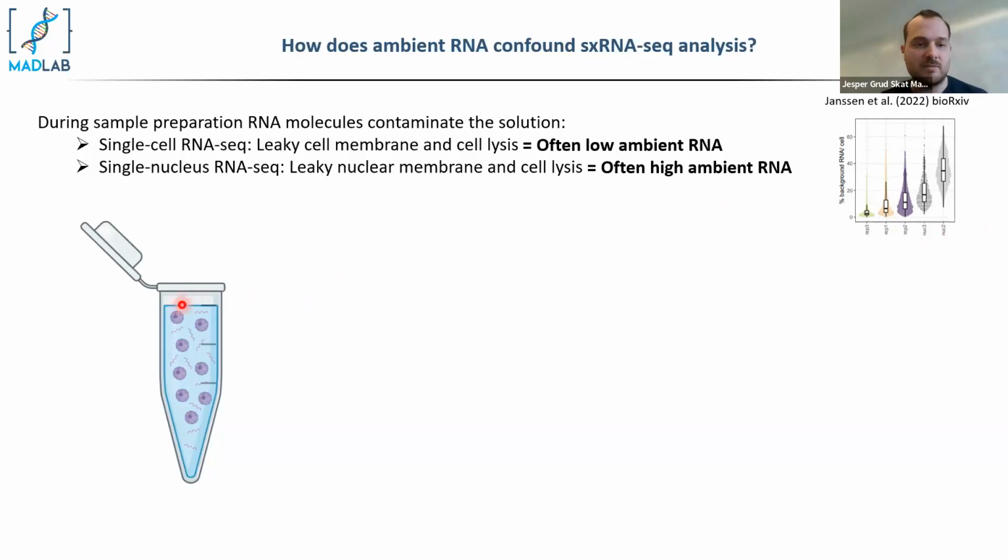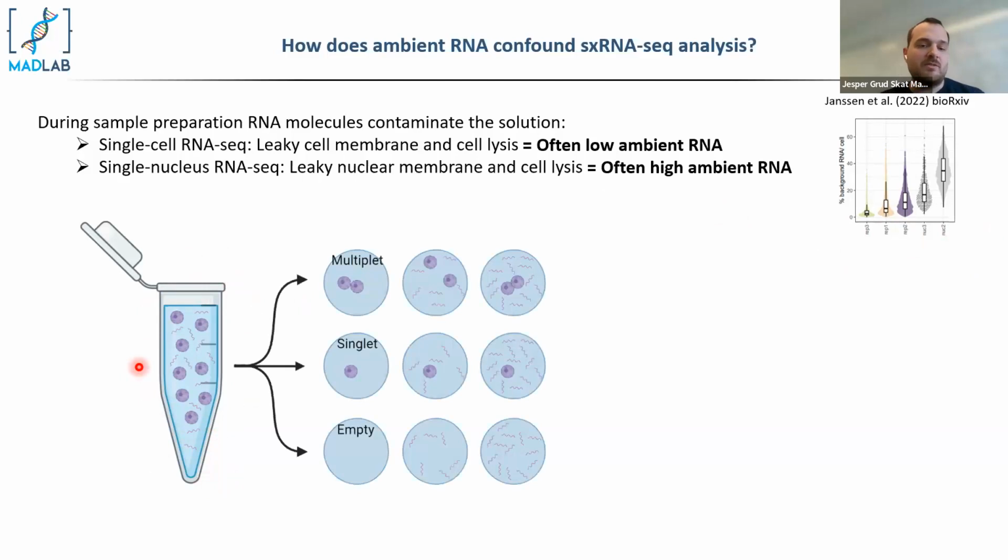So if we imagine that we will do single cell RNA sequencing or single nucleus RNA sequencing on such a sample like this, and we will do it using a fluidics-based approach like 10x Genomics, we can conceivably find different types of droplets. We can find droplets that do not contain a cell, droplets that contain one cell, or droplets that contain multiple cells. And all of these will also at the same time have various degrees of contamination from free-floating RNAs.